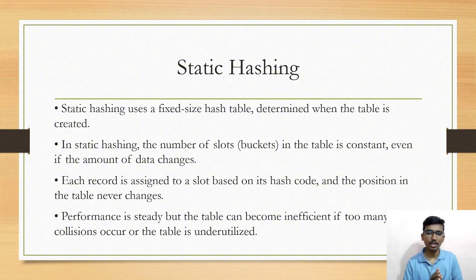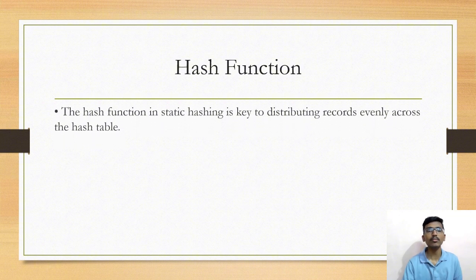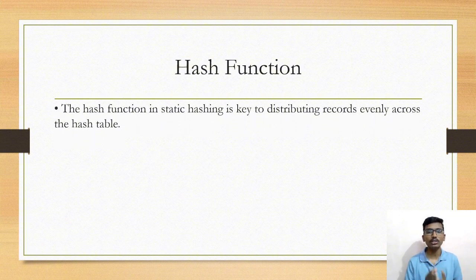Performance is steady, but the table can become inefficient if too many collisions occur or the table is underutilized. Hash function. The hash function in static hashing is key to distributing records evenly across the hash table.